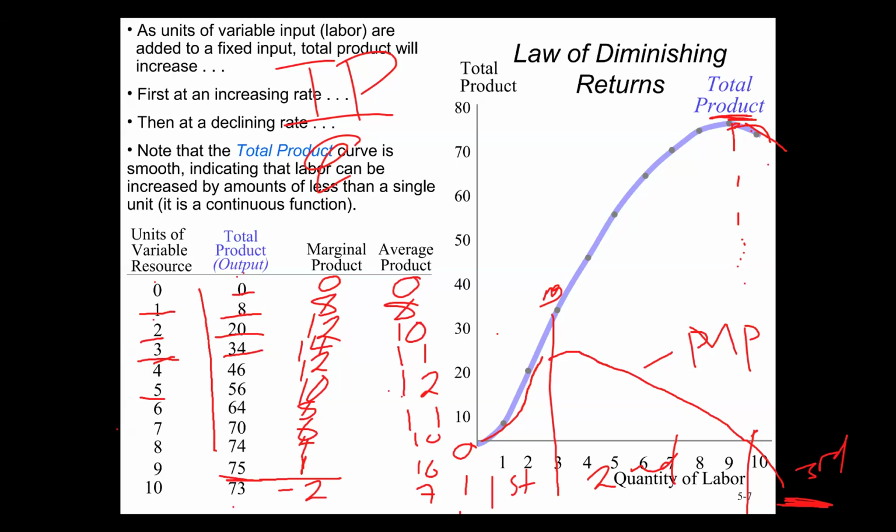When does it stop increasing? At what unit? At unit number 5. It is increasing up to unit number 5. You've seen it? Up to unit number 5. After unit number 5, what happens? It starts falling.